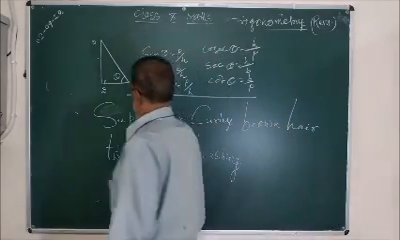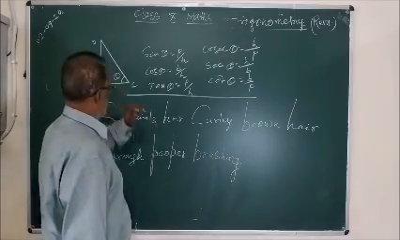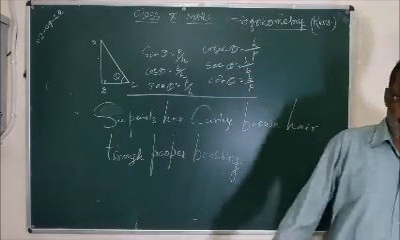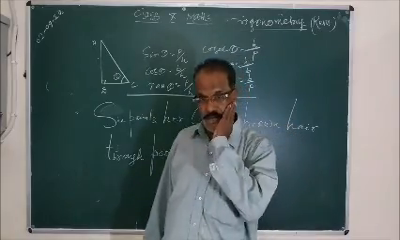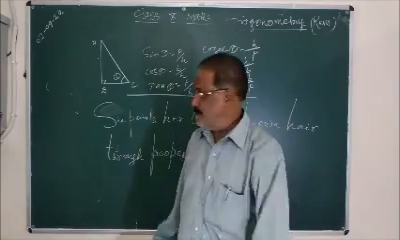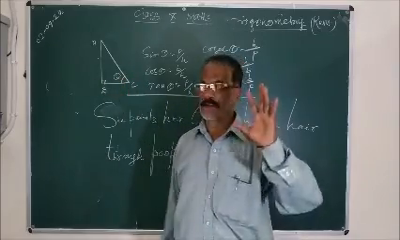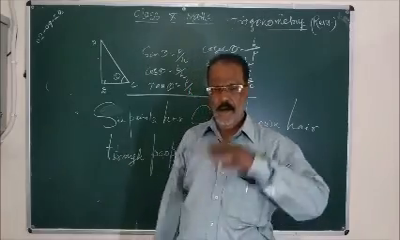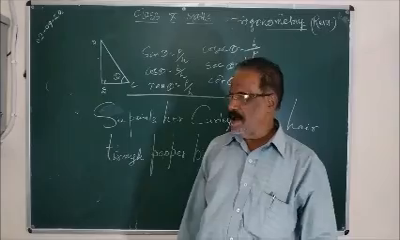Now you see, in trigonometry, suppose this is a right triangle ABC, and B is the right angle. If B is the right angle, you can easily tell that the side opposite to the right angle is the hypotenuse. And the other two sides which form the right angle, one is the perpendicular and the other is the base.